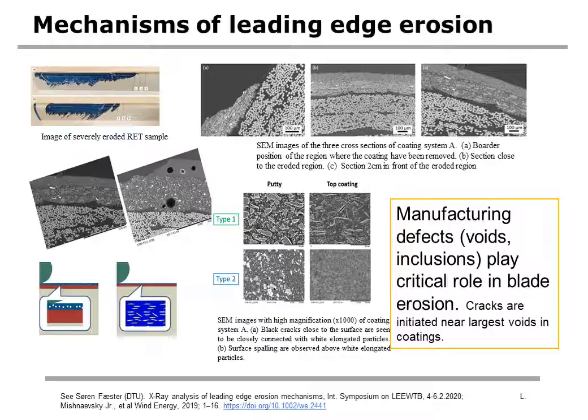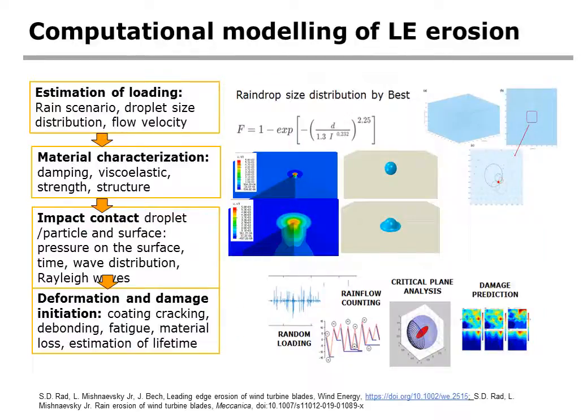The interesting observation was that the erosion damage starts not from the contact surface, where a rain droplet hits the blade and highest stresses are expected, but rather from voids and debonded particles inside the coating. Here, you can see the voids in the leading edge coatings, and the start of damage from the voids.